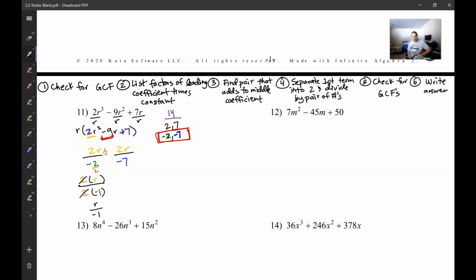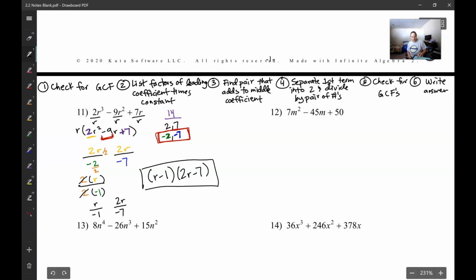Now I look at this second one. Is there anything on top and bottom that I can take out? No, I don't have anything on top and bottom. So that one, I don't need to do GCFs on that step. And then step 6, write my answer. So I've got r minus 1 for the first one and 2r minus 7 for the second one. And that one's all done.